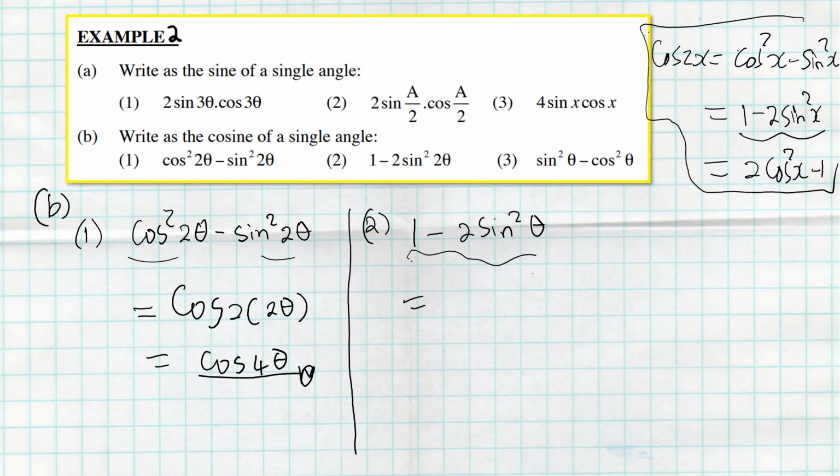So we know it's double angle for cos. We just double the angle there to be 2 times theta, which is cos 2 theta. Can you see? That's it. Let's go to number 3, the last one.